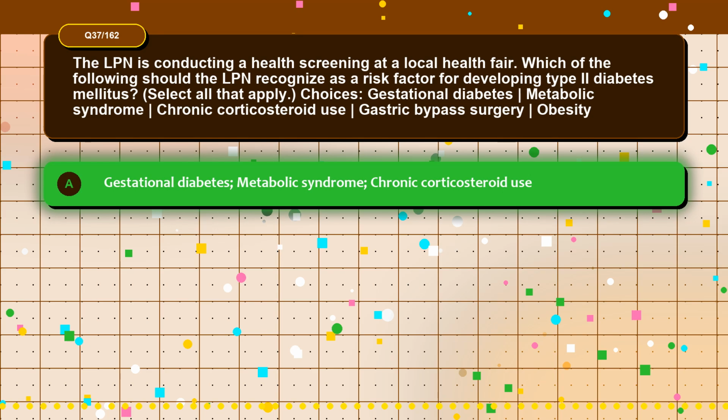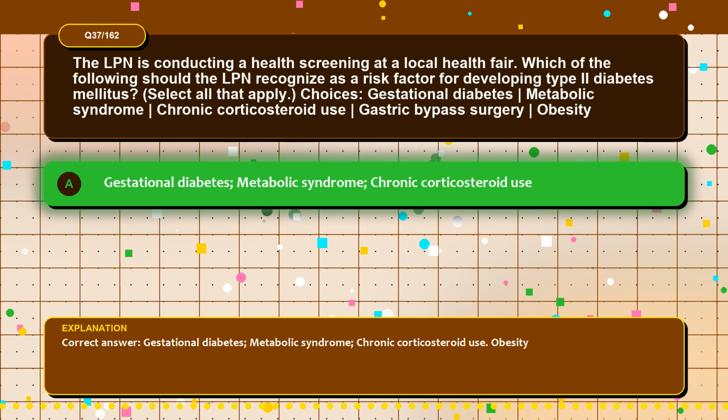The correct answer is option A. Gestational diabetes, metabolic syndrome, chronic corticosteroid use. Obesity.